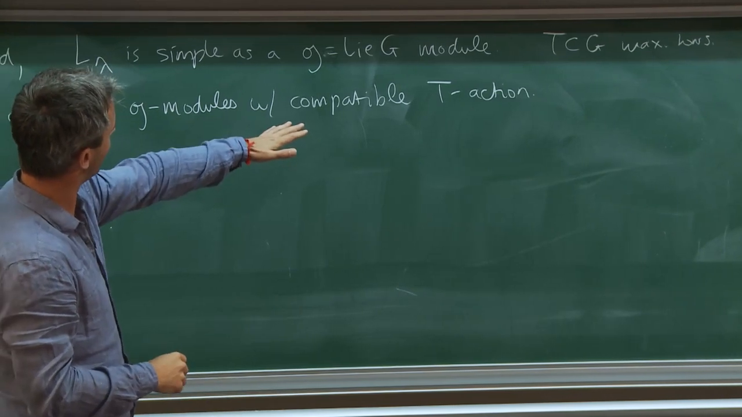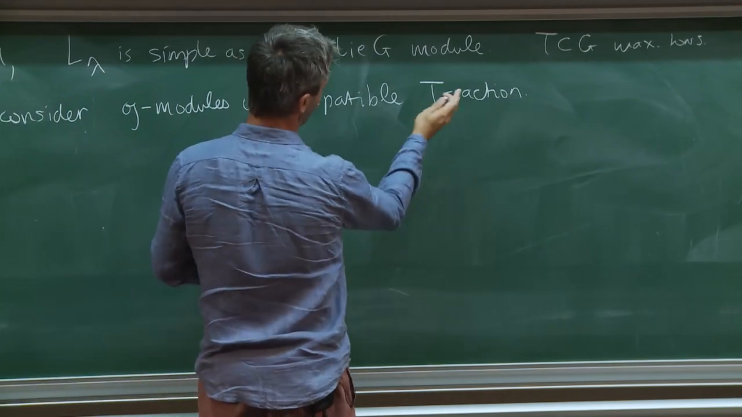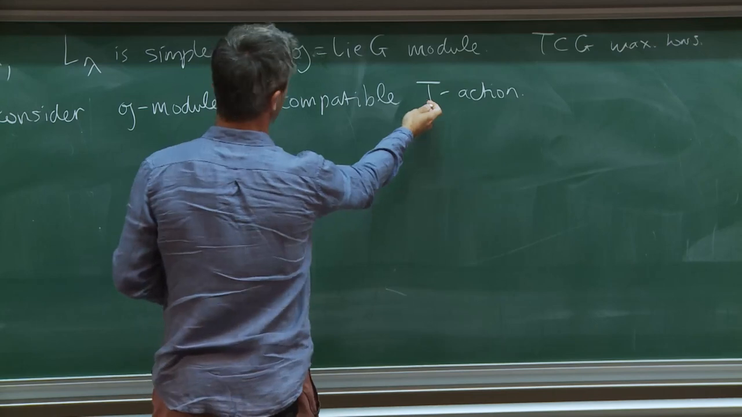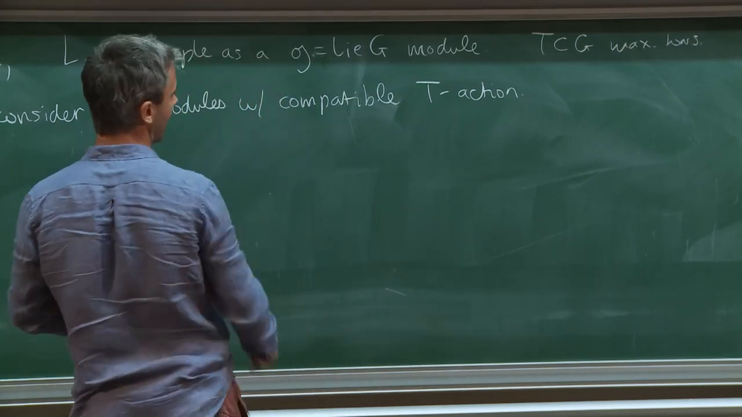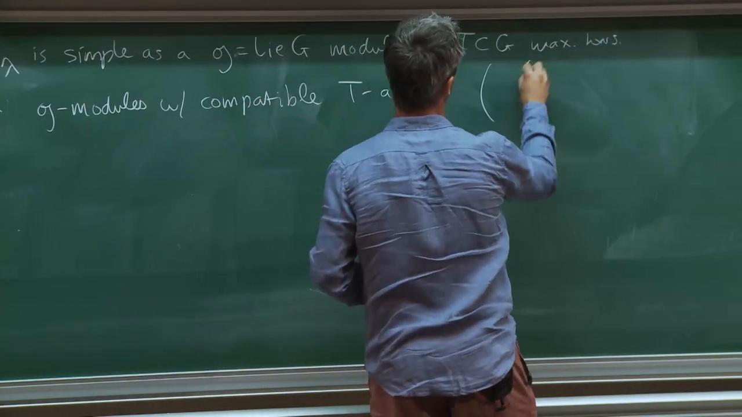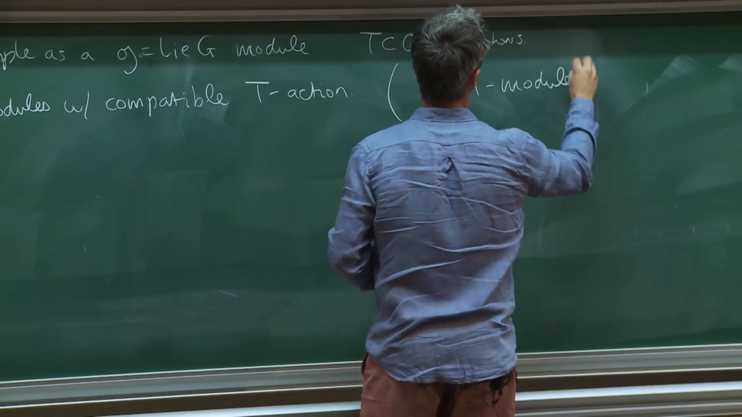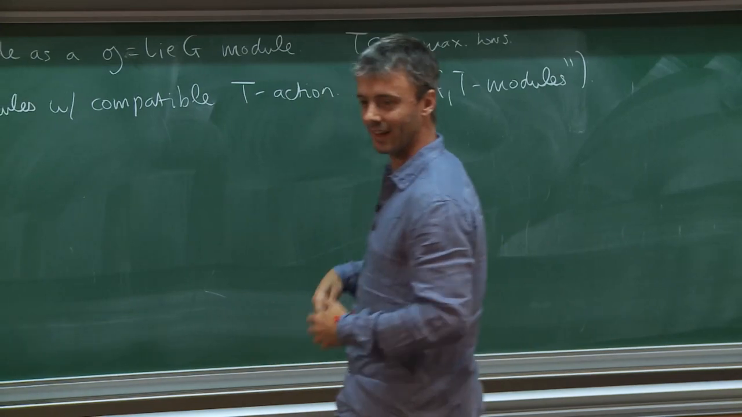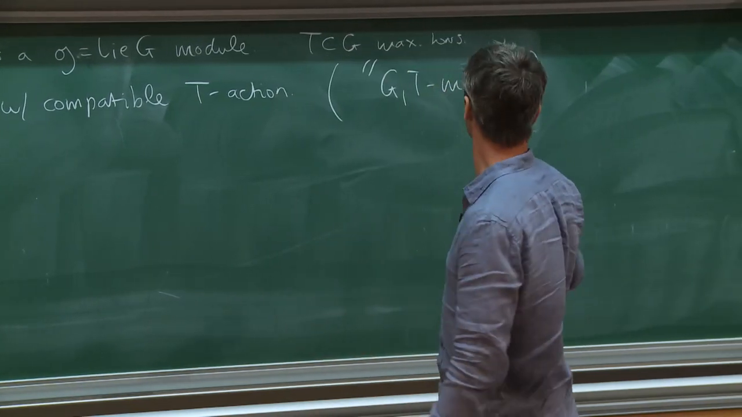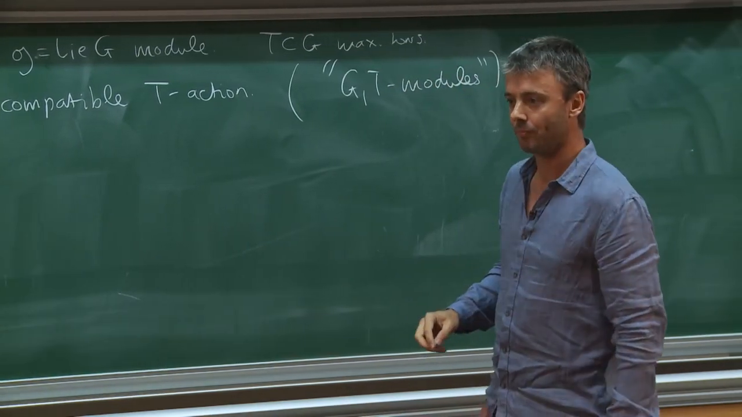So the meaning of this should be clear. I consider a module with a T action such that when I differentiate the T action, I get the same as the T inside here. Plus the compatibility, like for G,K modules. Exactly. T acts on G, and so you have the two conditions. It's like G,K modules. So the algebra is of characteristic p.